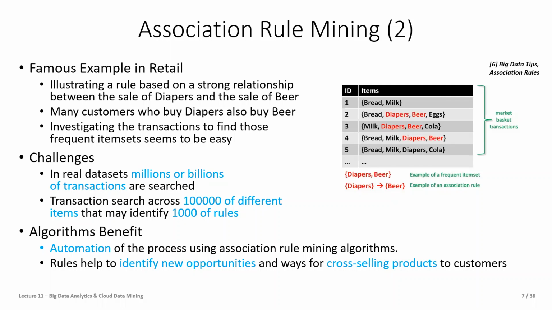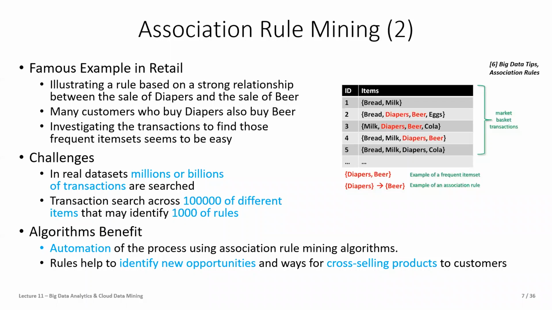Investigating the transactions and finding frequent item sets seems easy when you look at such a small data set. But as the data set gets bigger and bigger, it's not something you can do by hand, so you have to implement an algorithm that does it. The more transactions you have and the more objects in these transactions, the more complex it becomes. So it gets more interesting to automate the whole process, and that's how we get to where we are right now.